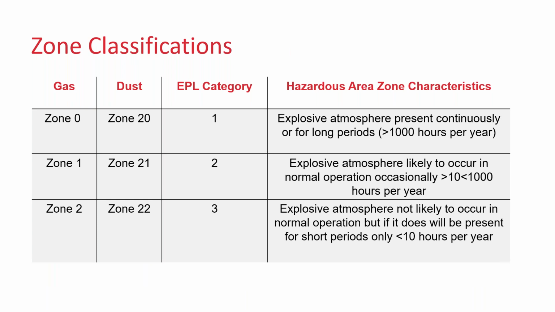And the least hazardous of these areas is zones 2, 22, EPL category 3, and this is defined as an explosive atmosphere not likely to occur in normal operation, but if it does exist, it will be present for short periods only, generally only around 10 or fewer hours per year.